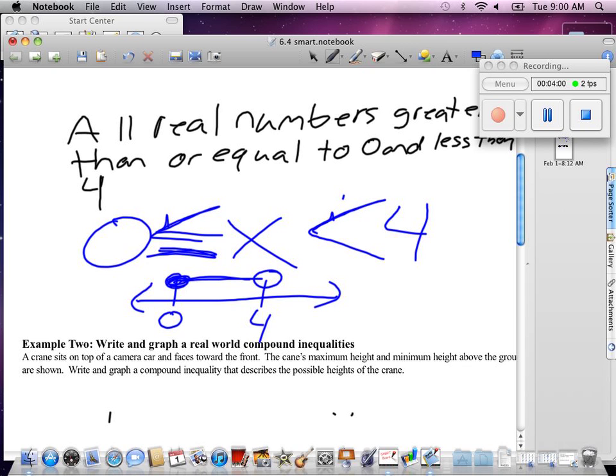So you know something says "and" when the line's connected between the two dots. We say it right here: all real numbers are greater than or equal to 0 and less than 4. So when you see "and", you have to know that the inequality signs go the same way when you write them out on the quiz. So the inequality signs go the same way. It's "and".